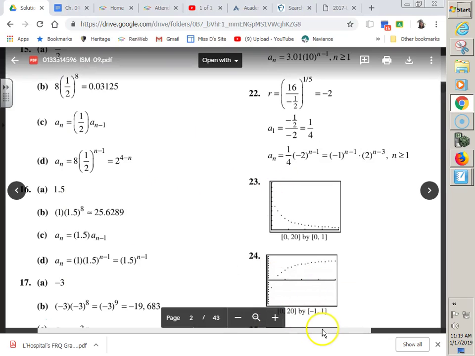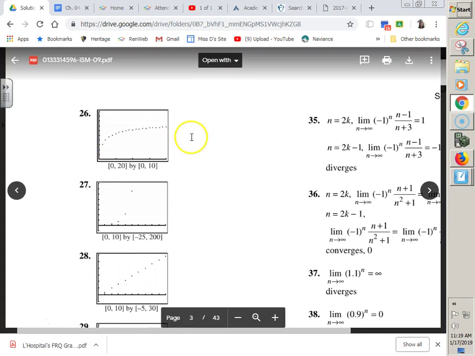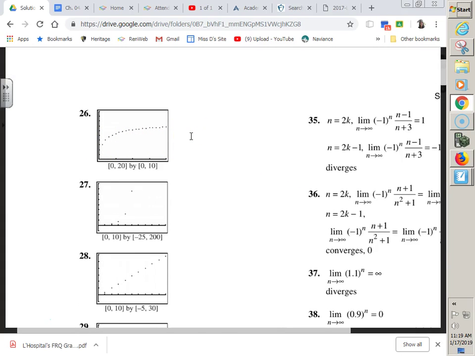What's the next even? 26. 26. He looks like that. Swoop, there he is. Why isn't it connected? And if you connected it, why are you wrong?